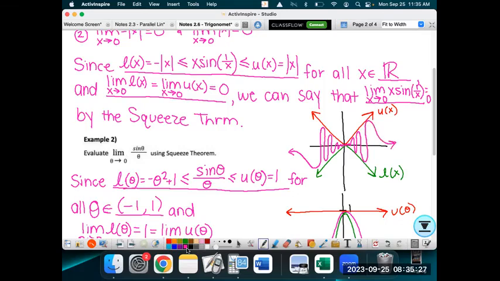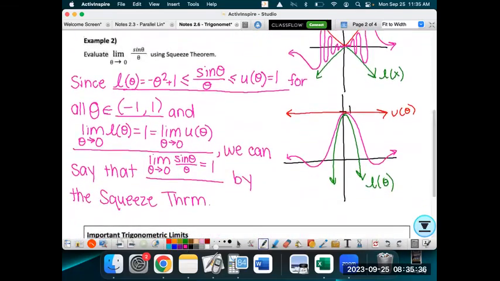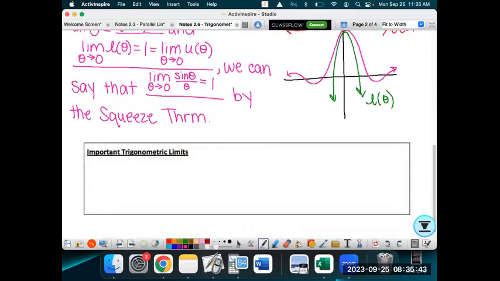Something like that. Okay, so let's move on to the important trig limits. We just learned one of them, that the limit of sine of theta over theta as theta approaches 0 is 1. And if you'd rather write that with x's, you can do that. In fact, I think I might prefer to write that with x. So the limit of sine of x over x as x approaches 0 is 1.